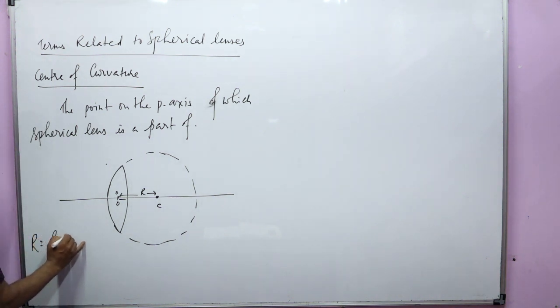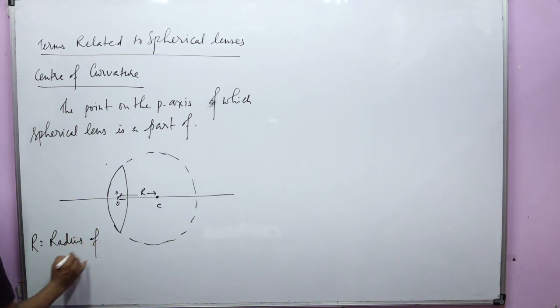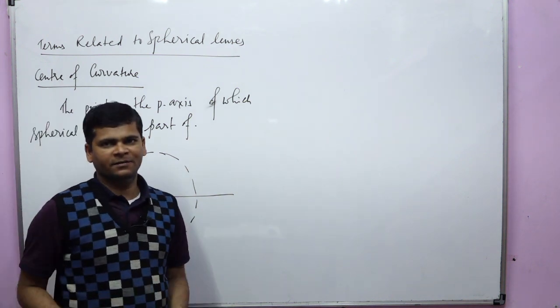R means radius of curvature. Curvature means part of curve it is.